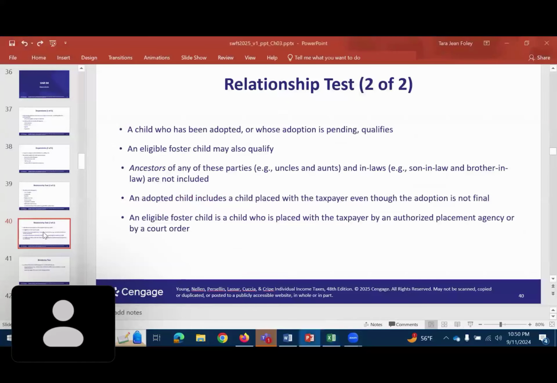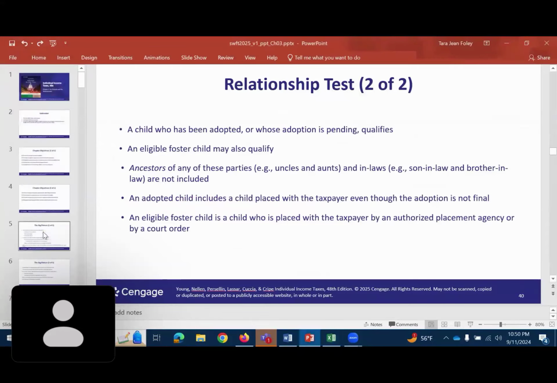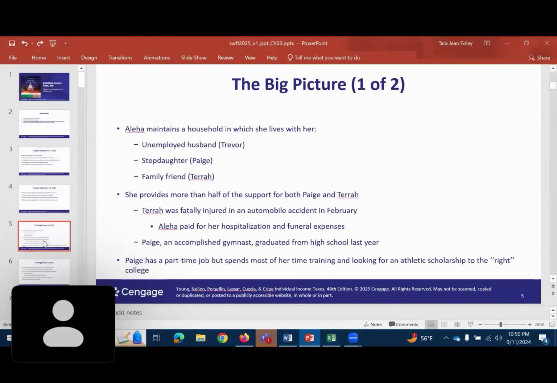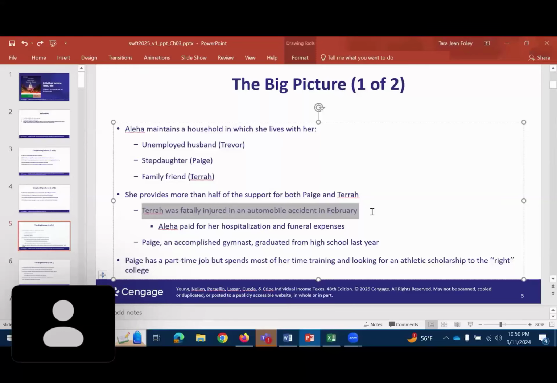So if we go back to the facts, unemployed husband, stepdaughter, and family friend. Is Paige 19? We don't know. We'd have to go back and ask. Tara, she lived there till February. Did she live there all of the year? Well, technically, yes, because she died in February, so she lived there in all of her year, right?